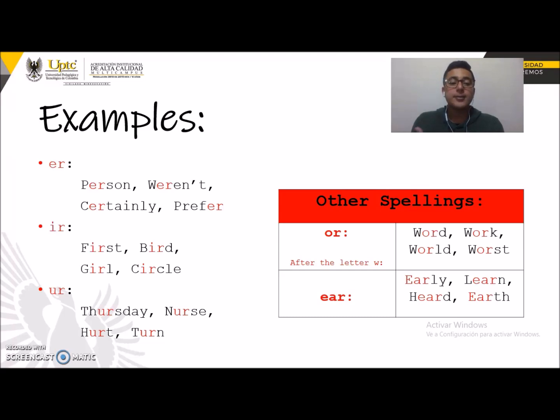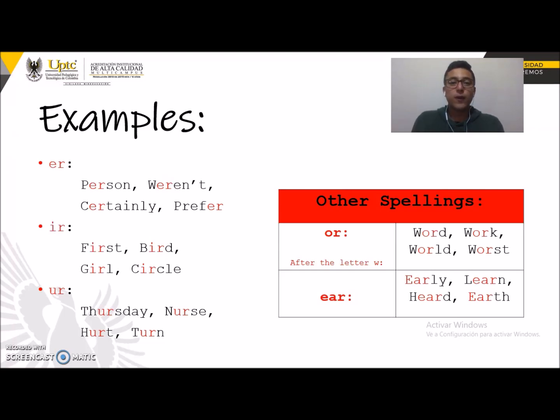Person, weren't, certainly, prefer, first, bird, girl, circle, Thursday, nurse, hurt, turn. Word, work, worst. Early, learned, hurt, earth.